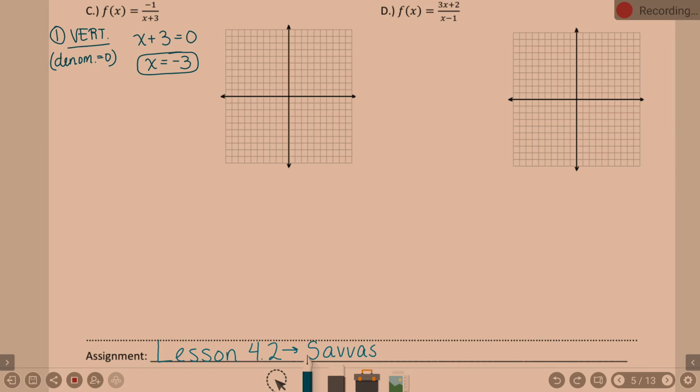You want to draw that in now? X asymptote negative 3 means we go where? 3 left on the x-axis and draw your vertical asymptote. And notice, you guys realize vertical asymptotes are just shown as dotted lines, right? Yeah. Okay.